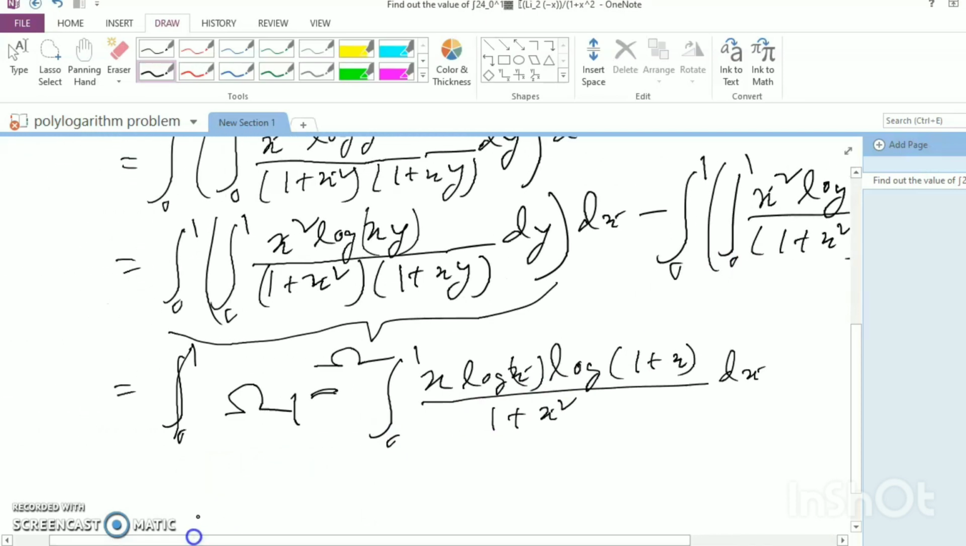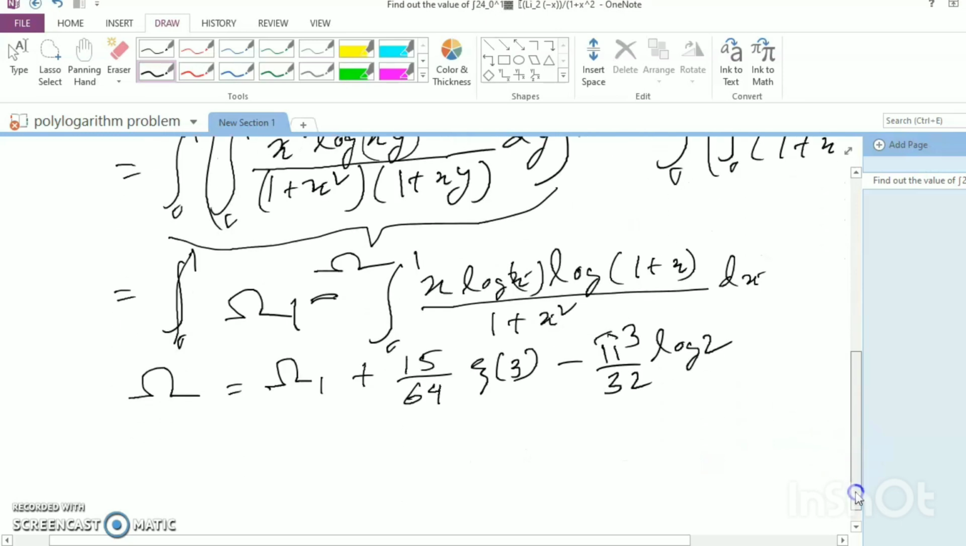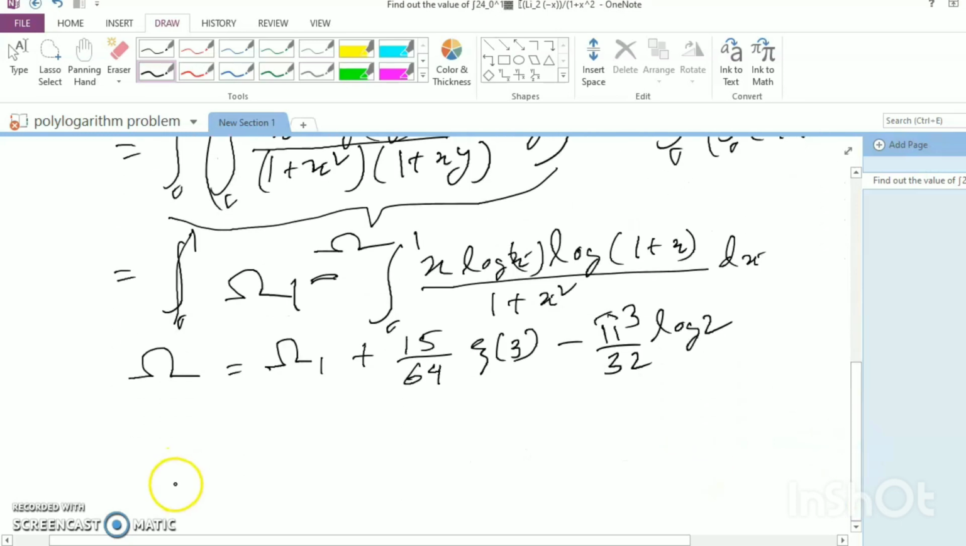I have time. Please check my YouTube: omega is equal to omega minus 1, and this value you know, that is plus 15 divided by 64 zeta 3 minus pi cube divided by 32 log. Okay friends, I hope it is clear. Now I have to find out omega 1.